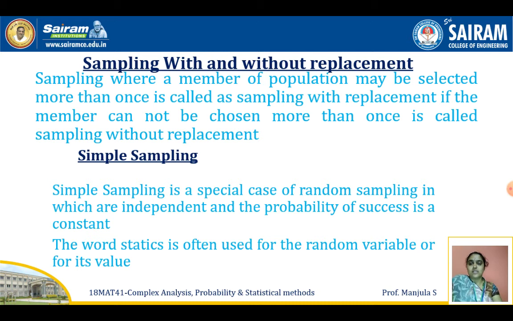Now simple sampling. Simple sampling is a special case of random sampling in which the trials are independent and the probability of success is constant. The word statistic is often used for the random variable or for its value.